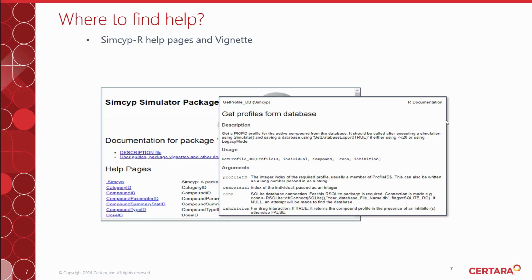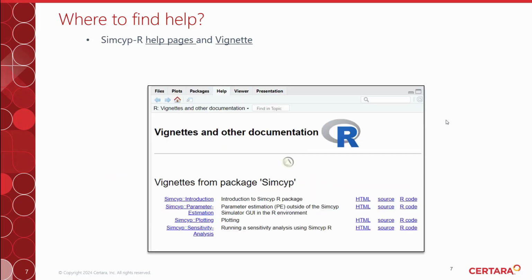So where can you find help? Within the package, there is a help page which consists of all the functions and their descriptions. It also comes along with example scripts and how you can run each function. We also have a vignette page which comes along with different case study scripts. So for example, there's a parameter estimation script that you can run, as well as a plotting script and also a sensitivity analysis script.